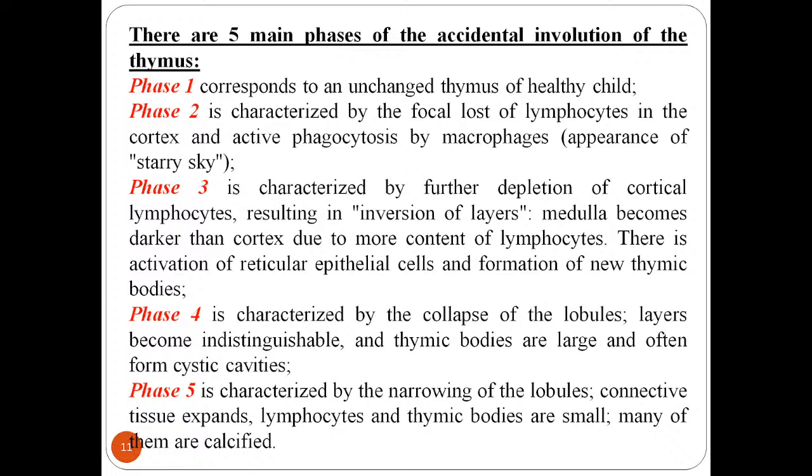Phase number two is characterized by focal loss of lymphocytes in the cortex and active phagocytosis by macrophages. Appearance of the morphological picture of a starry sky.